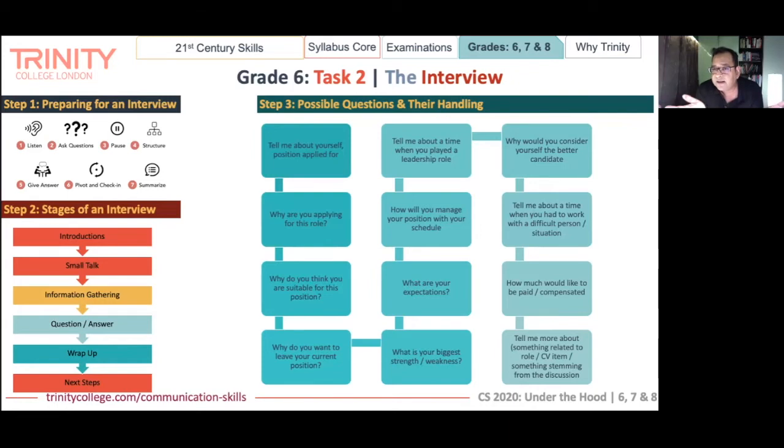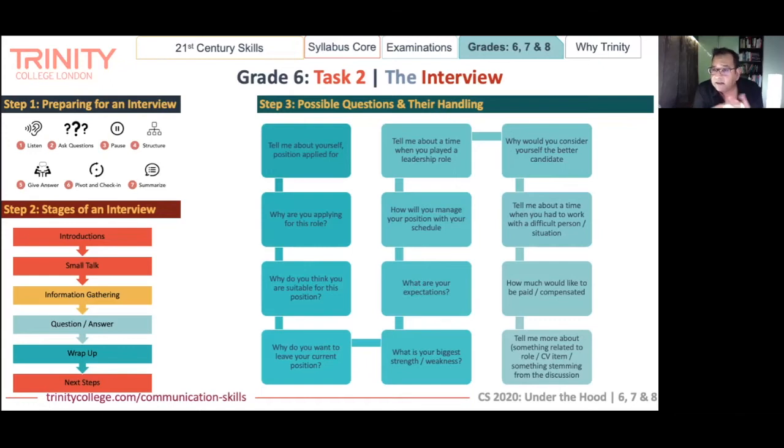Let's say there are 10 candidates applying. Why do you consider yourself the better candidate? Obviously over here, modesty beats anything else. A certain amount of modesty, a certain amount of optimism, a certain amount of personal quality that you bring to the position will stand out.